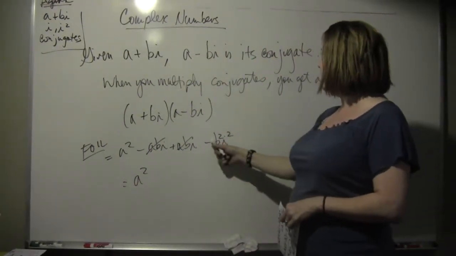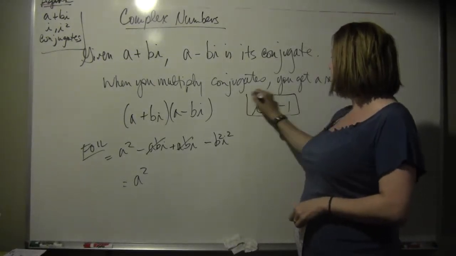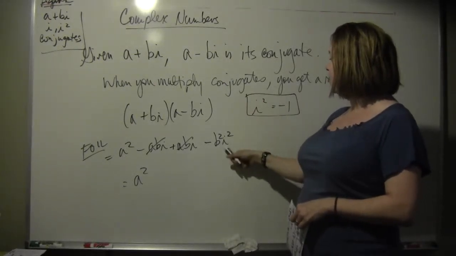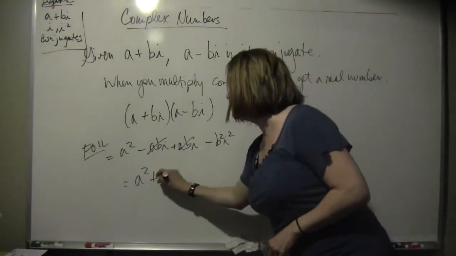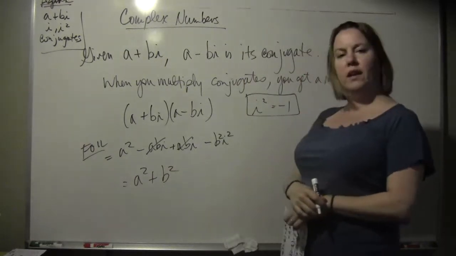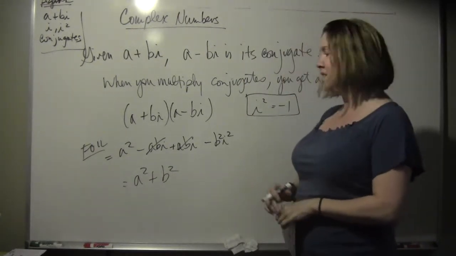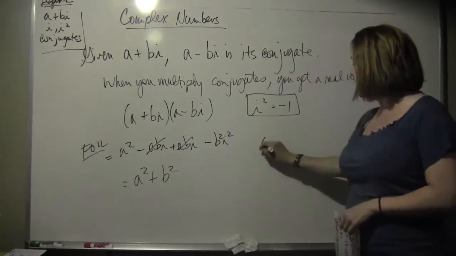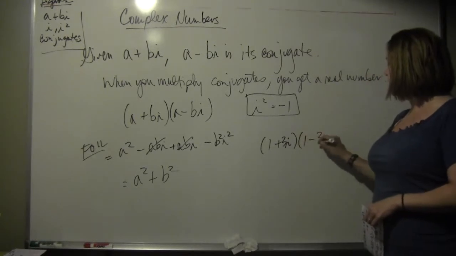And if you notice this, we said up here that i squared is equal to negative 1. So you have a negative 1 times a negative 1. So that becomes a positive. So you get a squared plus b squared, which is going to be a number. So let's do an example. Let's try 1 plus 3i times 1 minus 3i.